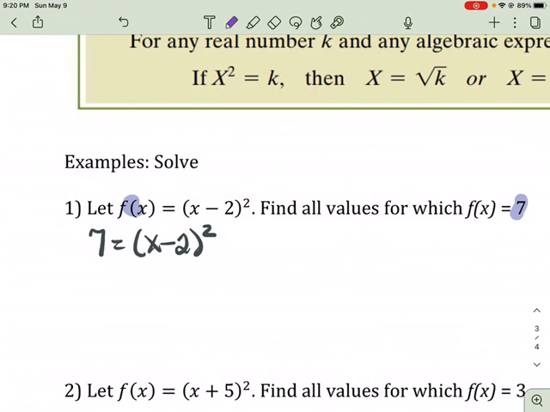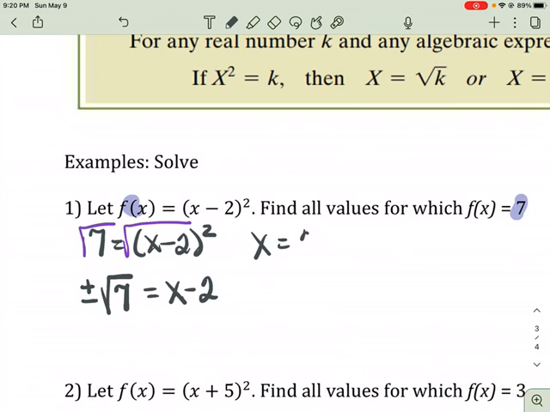So we're going to square root both sides. Whatever's being squared is already by itself, so we don't need to do anything yet. We get plus or minus the square root of 7 equals x minus 2. Can't do anything with the square root of 7. We add 2, and I hope it's okay if I flip this around a little bit: x equals 2 plus or minus the square root of 7. That's as far as you can go, because you can't simplify the square root of 7. If it was the square root of 8, we'd be able to simplify it, but it's not.